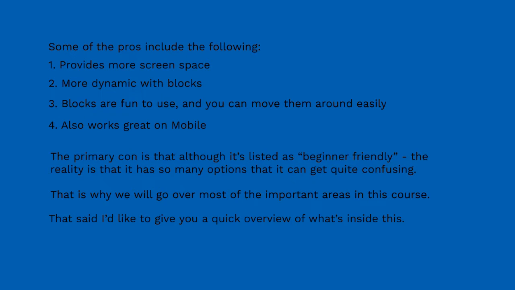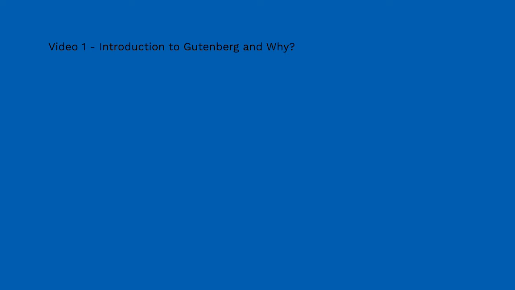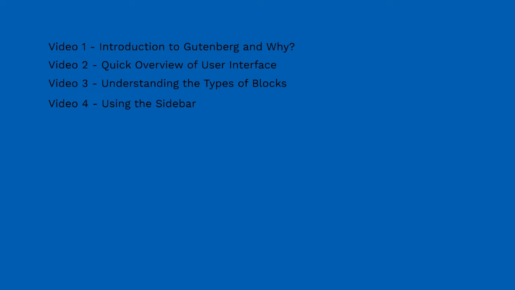With that said, I'd like to give you a quick overview of what's inside this video course so you know exactly what to expect. This is video number 1, obviously. Video number 2, we're going to give you a quick overview of the user interface. Video number 3, we're going to talk about the different types of blocks so that you're aware of the many blocks that are available to you. Video number 4, we'll talk about using the sidebar, which is on the right-hand side, that pertains to each block. Number 5, we'll talk about common blocks that are available to you. And of course, video number 6, we'll talk about formatting blocks.